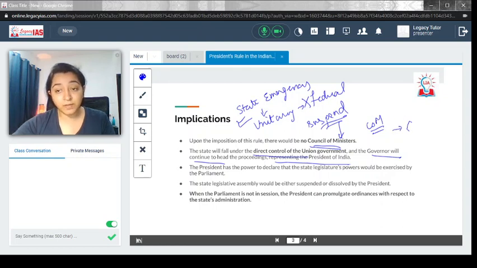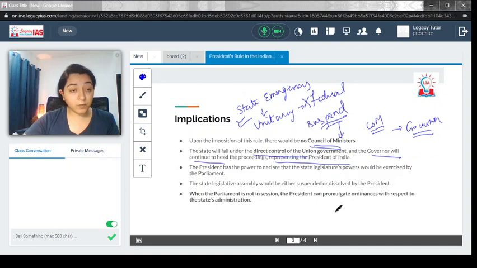It is through the governor. So the governor of the state is the one who will be presiding over the legislation, who will be carrying on the work. The president has the power to declare that the state legislature's power could be exercised by the parliament. So this is what the president does.